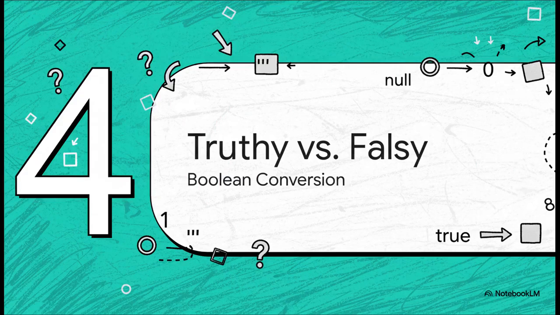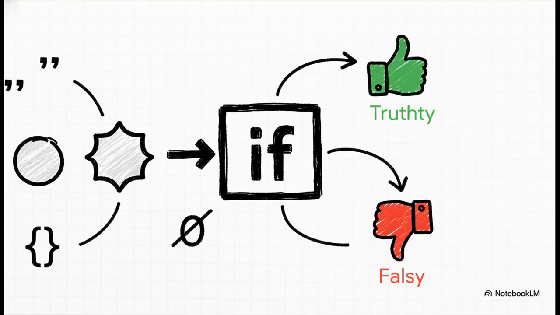All right, but it doesn't stop there. Coercion also plays a huge role in logic, like in if statements, where basically any value you can think of gets treated as either true or false. So whenever you stick a value inside a condition, JavaScript has to make a call. Is this thing truthy, meaning it acts like true, or is it falsy, meaning it acts like false?